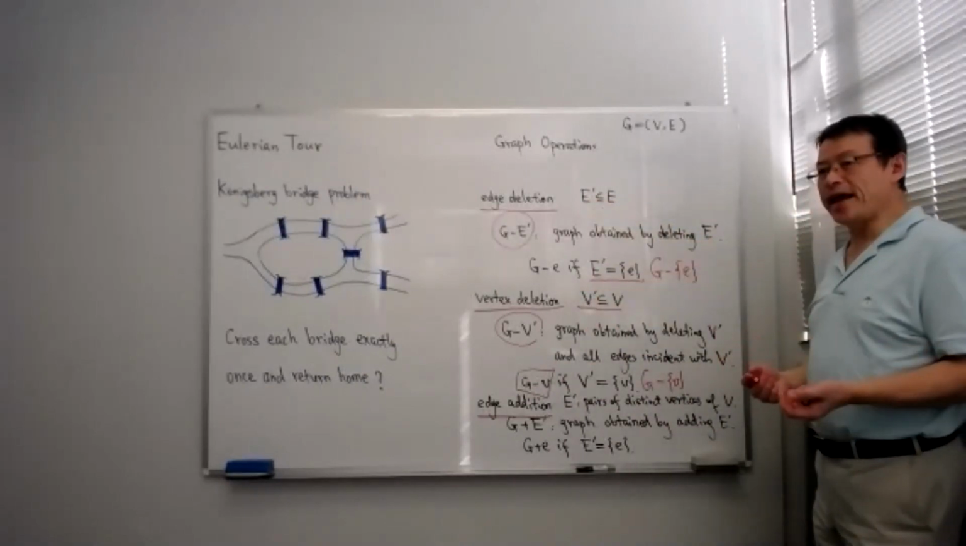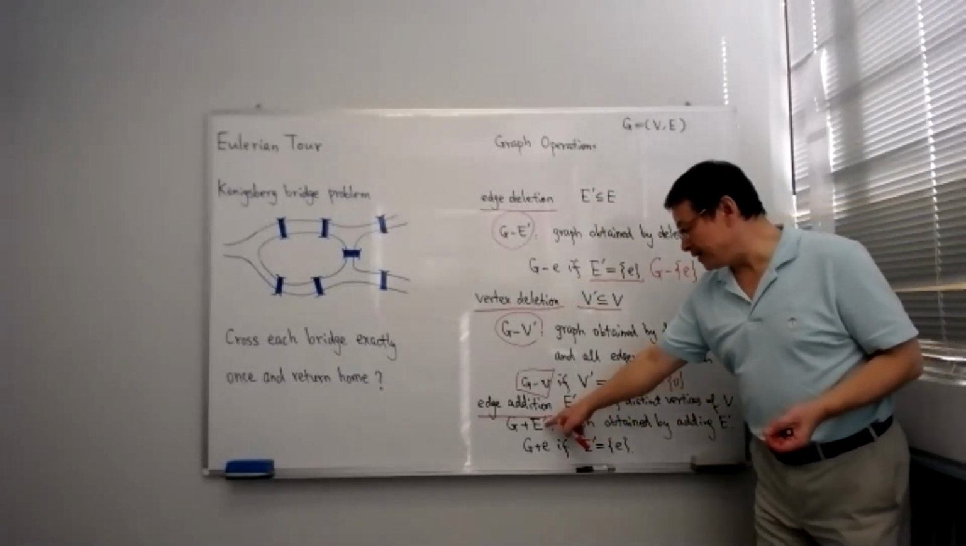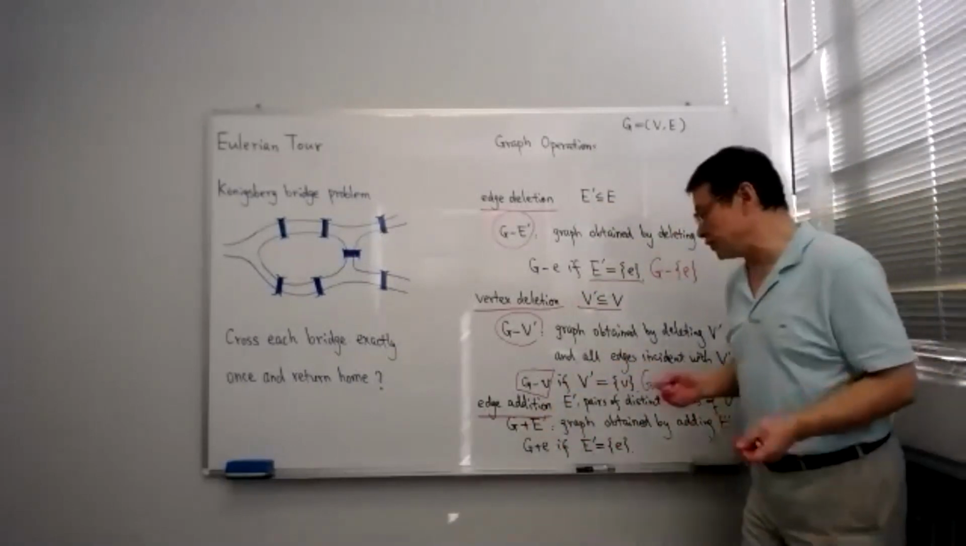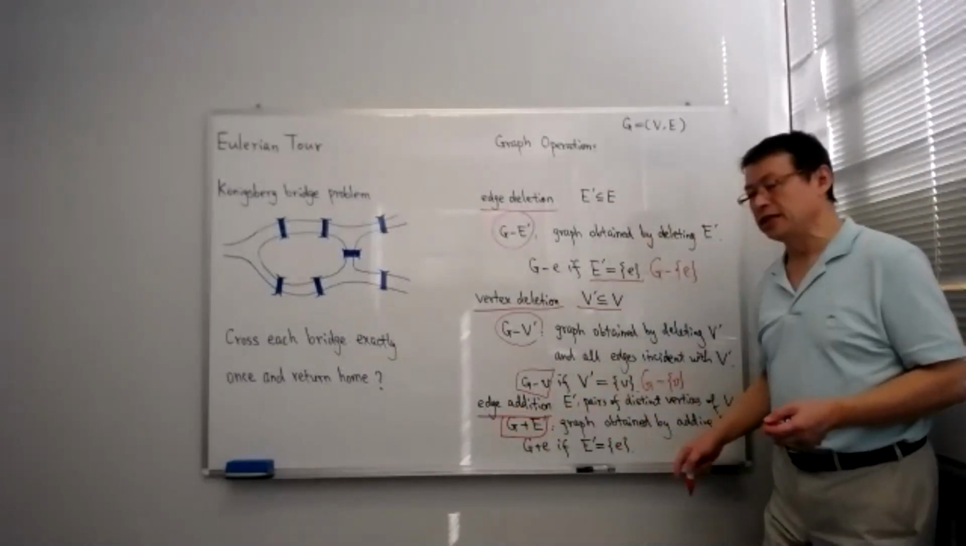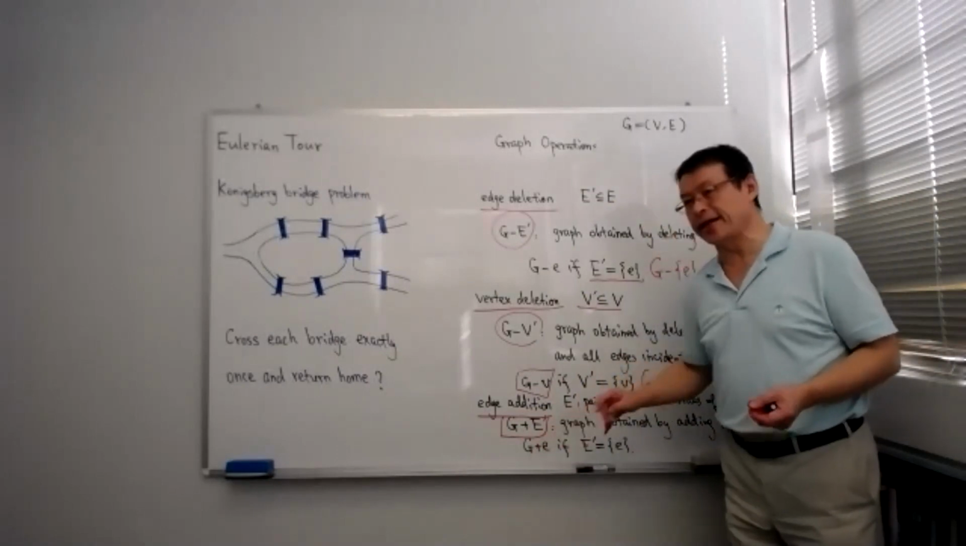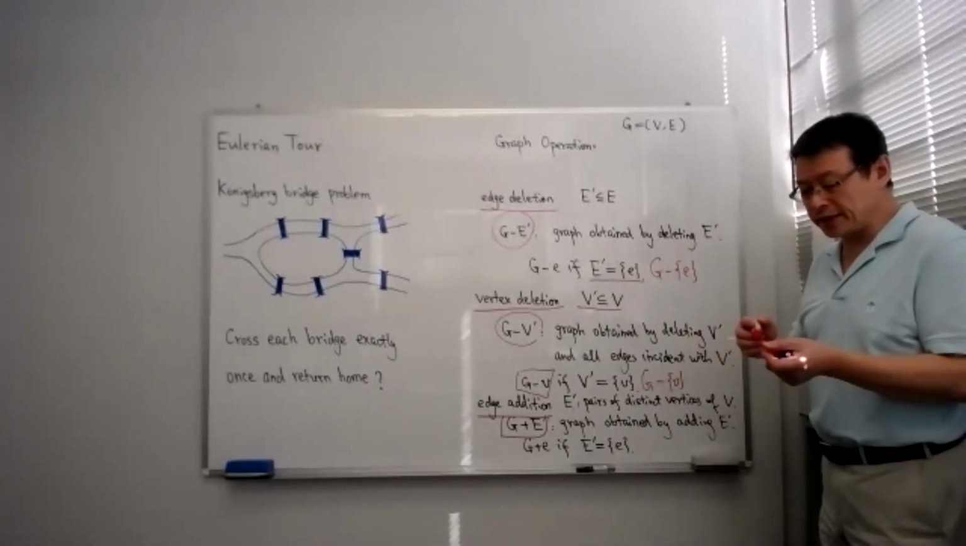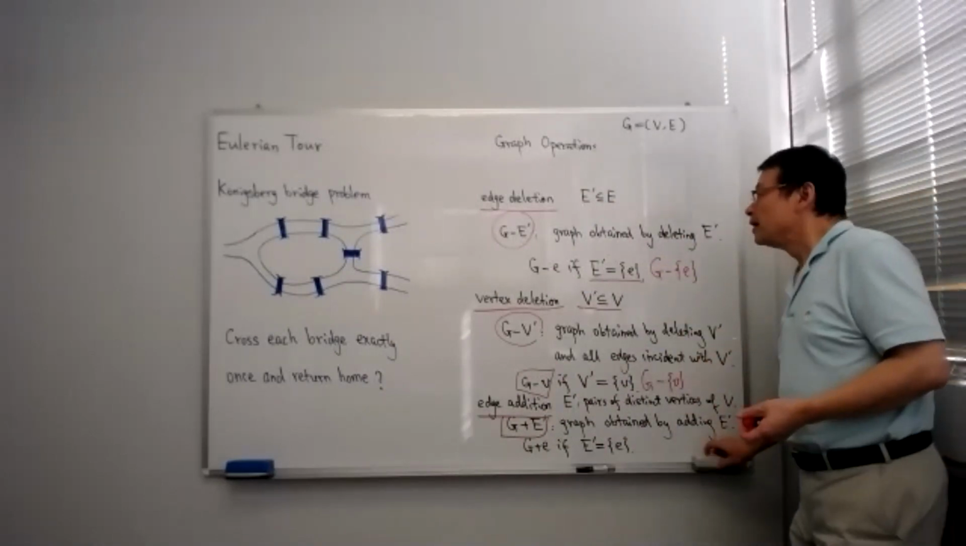Of course, we can add edges. Given a subset of edges, we can add these edges to the graph. Then we use this notation, G plus the edges. Again, similarly, for a single edge, we just denote G plus the edge. So these are three very basic operations. I will illustrate this.